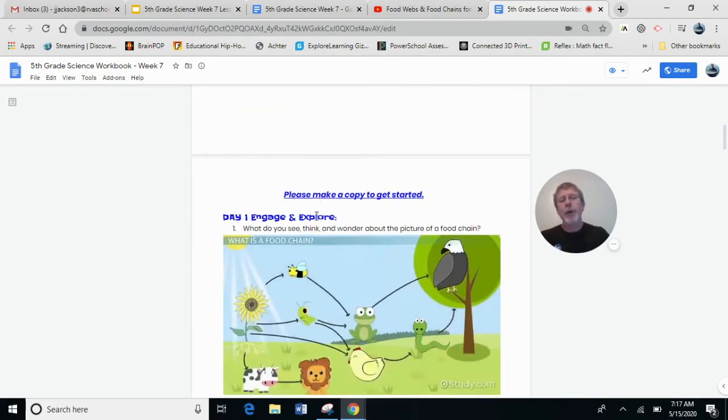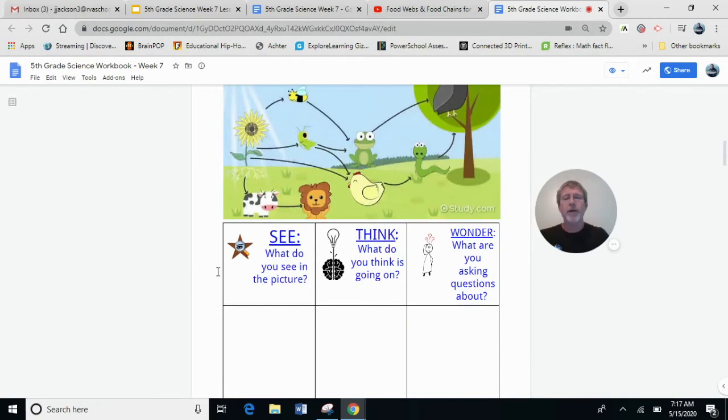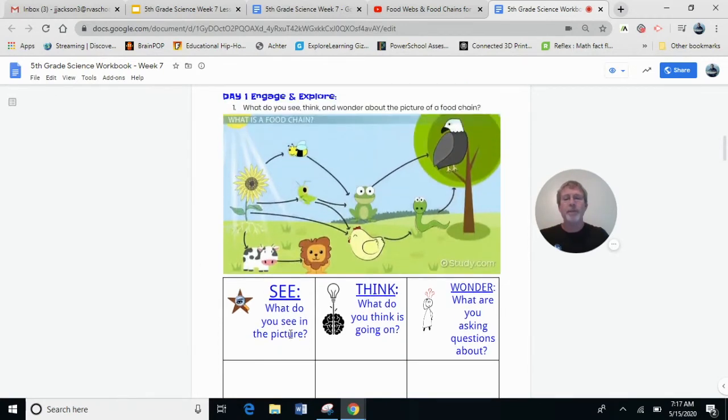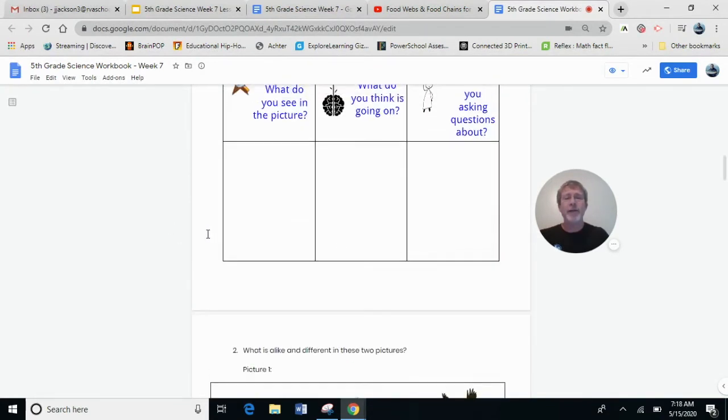All right, so day one. What do you see, think, and wonder about the picture? What's going on here? What do you see? What do you think? What are you wondering? Please take a moment to jot down your answers.